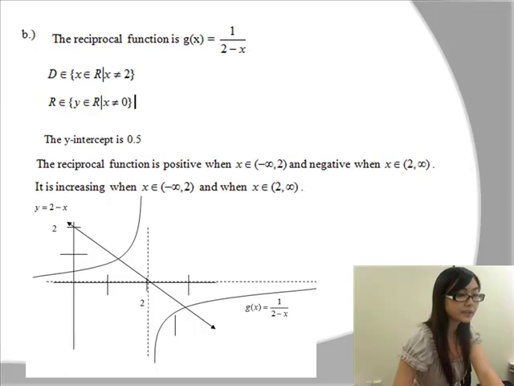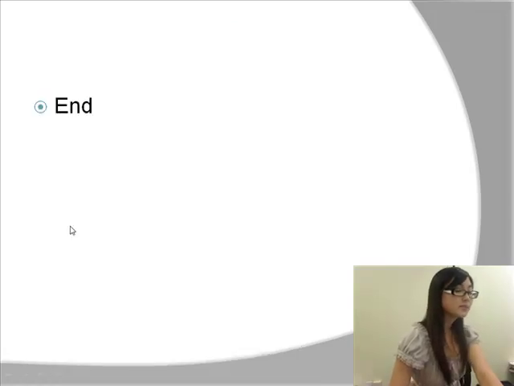The reciprocal function is positive when x belongs to from negative infinity to 2, and negative when x belongs to 2 to positive infinity. It is increasing when x belongs to negative infinity to 2, and when x belongs to 2 to positive infinity. And the graph of g of x equals 1 over 2 minus x is shown here. That's the two curves here. And the original function y equals 2 minus x is this straight line here.